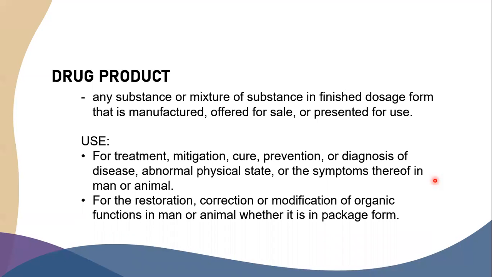Then you have drug product. A drug product is any substance or mixture of substances in finished dosage form that is manufactured, offered for sale, or presented for use. So what is the use of this drug product? This is for treatment, mitigation, cure, prevention, or diagnosis of disease, abnormal physical state, or symptoms thereof in man or animal. This is for the restoration, correction, or modification of organic functions in man or animal, whether in packaged form.